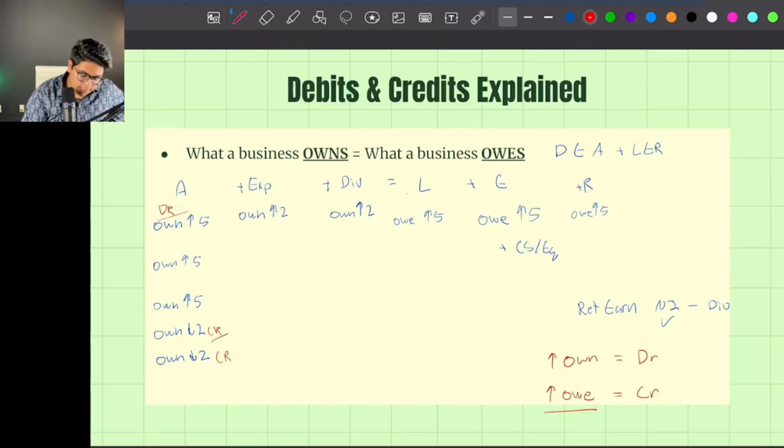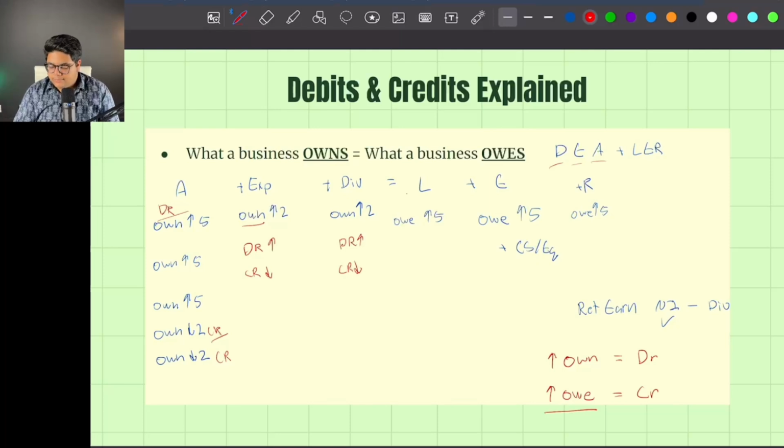Same thing with expenses. Whenever you increase your expenses, it's something that you're owning, so you debit them to increase, and the exact opposite would be you credit them to decrease. For dividends, same thing, debit to increase, credit to decrease. Okay, now for our left side of the equation, that's all it is. For your dividends, your expenses and your assets, to increase them, all you do is a debit because that increases what you own, and to decrease them, you credit them because that increases what you owe, or in other words, it decreases what you own. Okay, now that's taken care of.